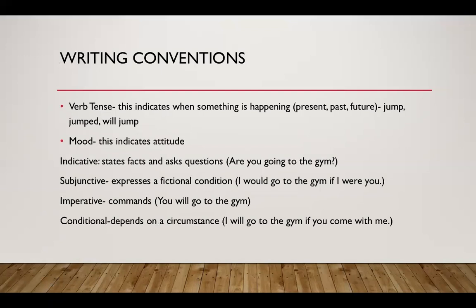Conditional depends on a circumstance. I will go to the gym if you come with me. Okay, so you can see the conditional relationship. I'll only go if you come with me.